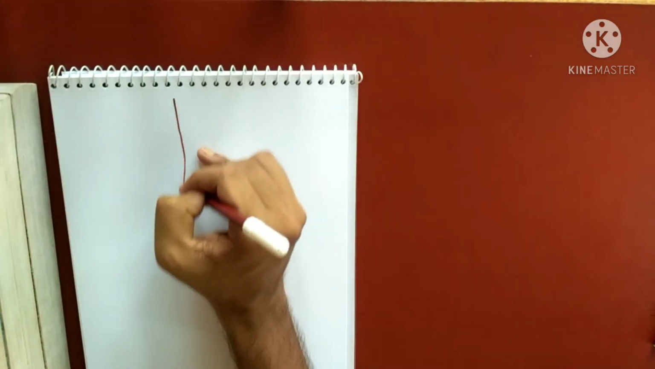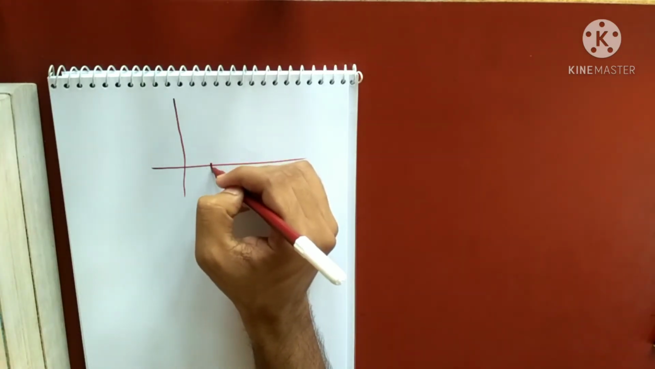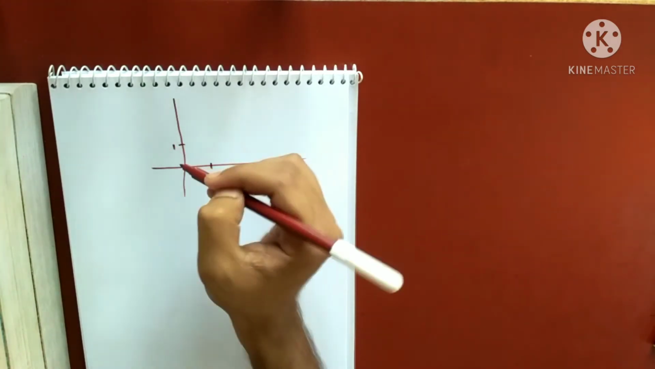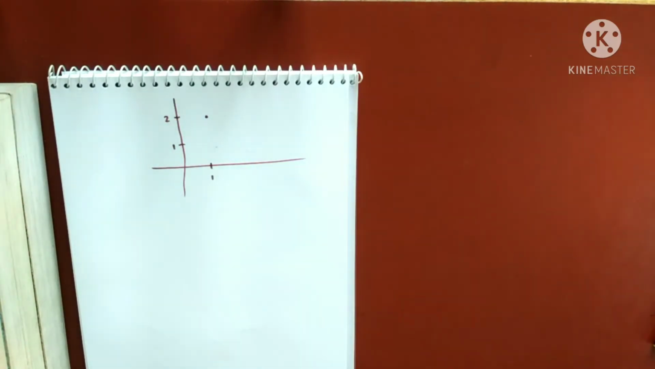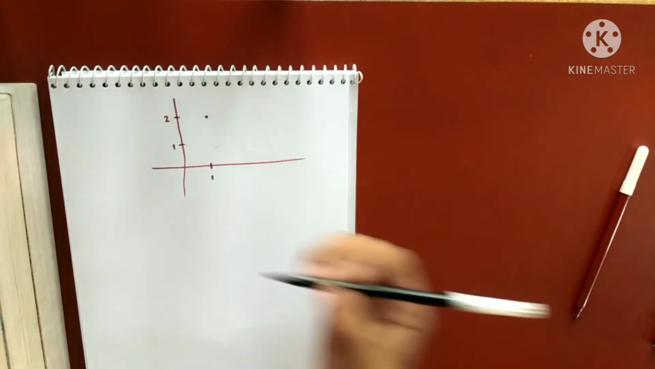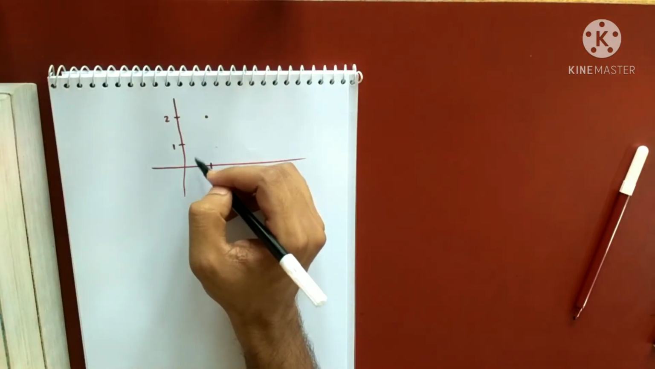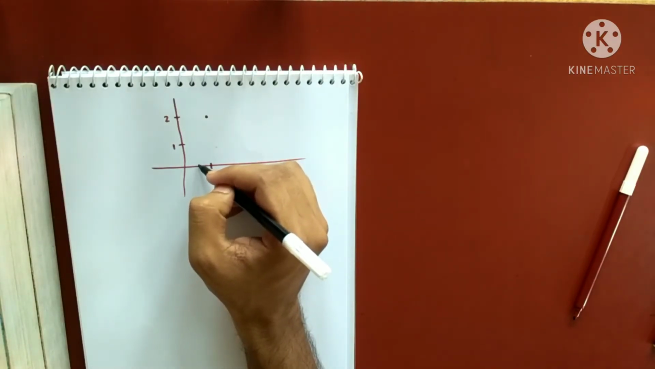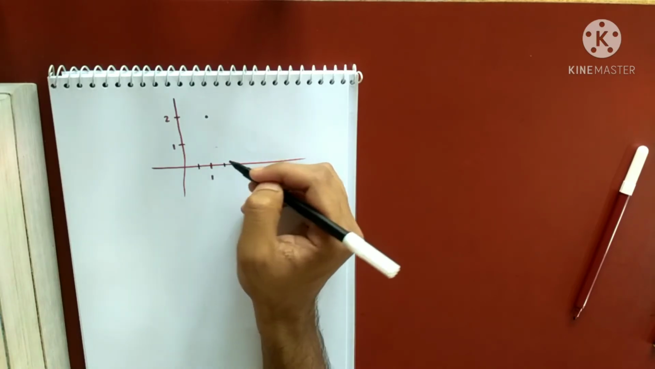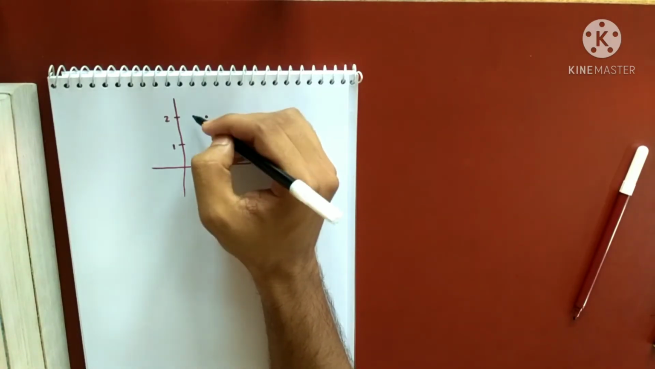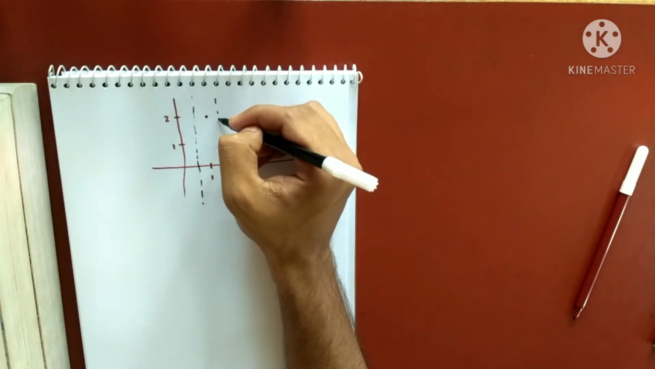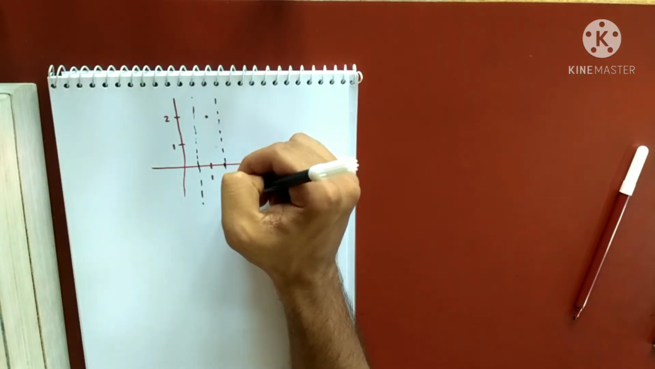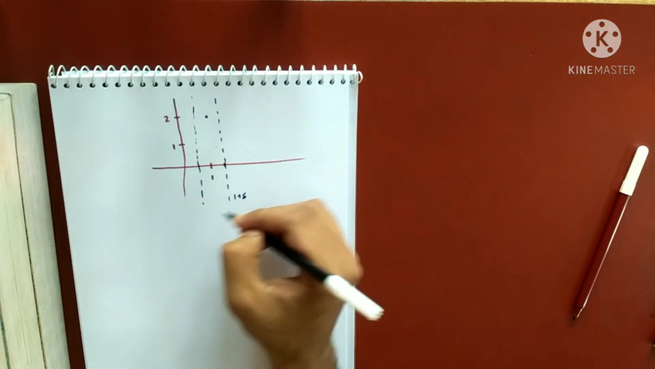So basically, this was my axis. This is the point 1. This is the point 1. This is the point 2. The point was 1 comma 2. I wanted to find the limit at this point. What I did, I chose some delta. Suppose delta is half. So I considered this. This is 1 minus delta. This is 1 plus delta.